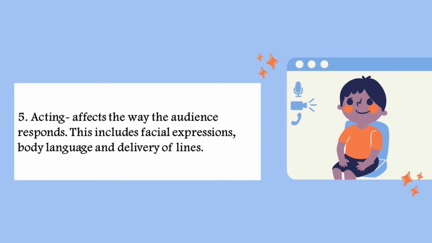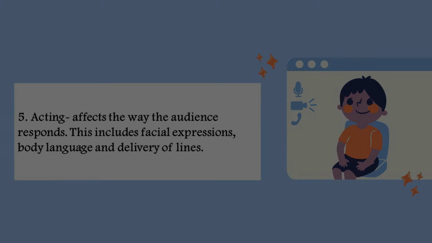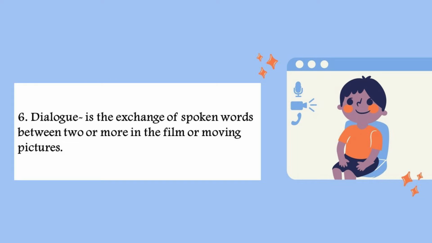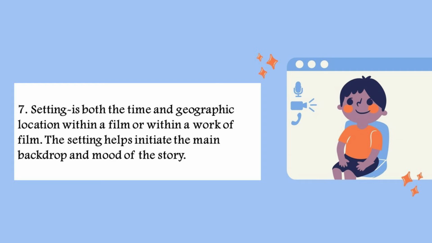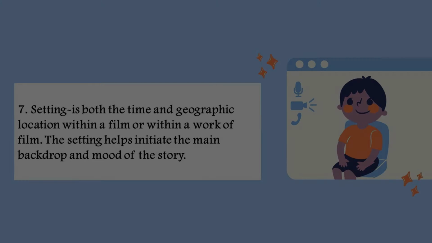Acting. Acting affects the way the audience responds. This includes facial expression, body language, and delivery of lines. Dialogue. It is the exchange of spoken words between two or more characters in the film or moving pictures. Setting. Setting is both the time and geographic location within a work of film. The setting helps establish the main backdrop and mood of the story.